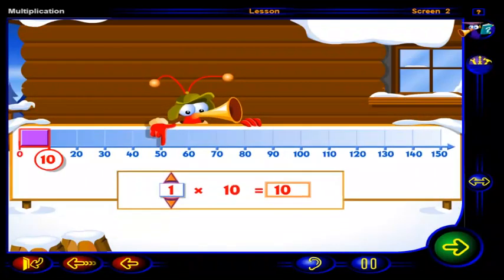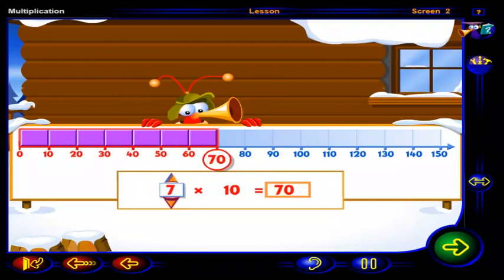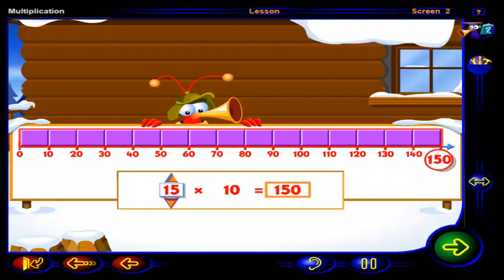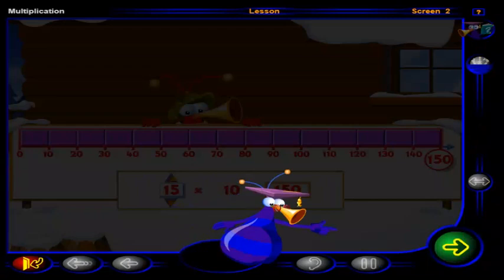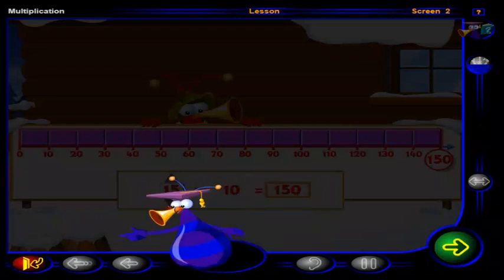Click on these arrows to change this number. Watch how the product changes. Well done! You've completed this lesson. Click here to go to the practice area, or click here to return to the menu.